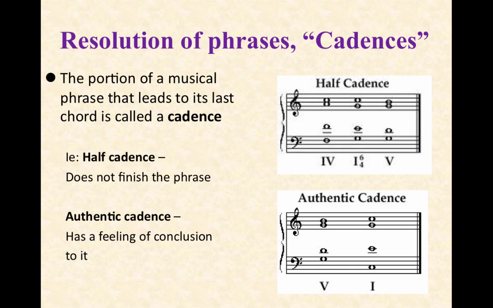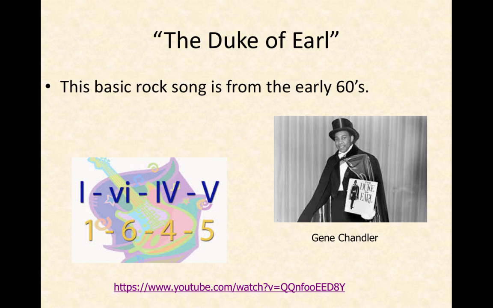G, C, which is much more of a resting place. 1, 6, 4, 5. All of these things are hard to understand unless you hear some music. So we're going to listen to a classic rock song that was written when I was a year old. Shows you how old I am. It's called the Duke of Earl, and you can see some chords that are outlined here.